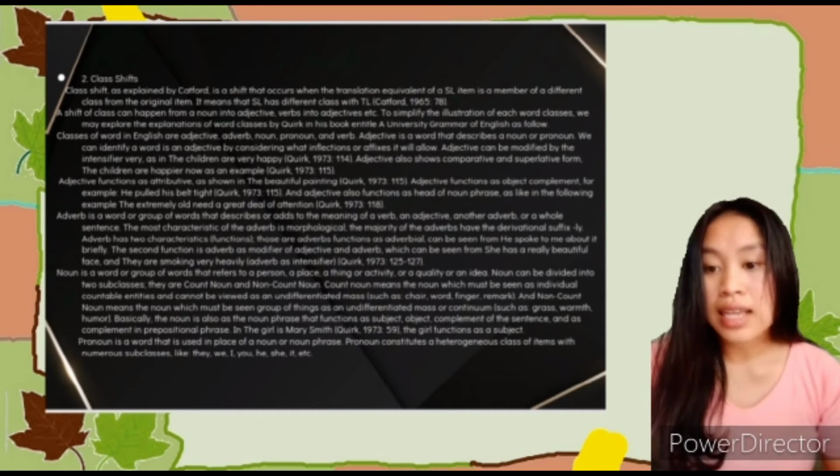Adjectives also show comparative and superlative, as in the example: the children are happier now.